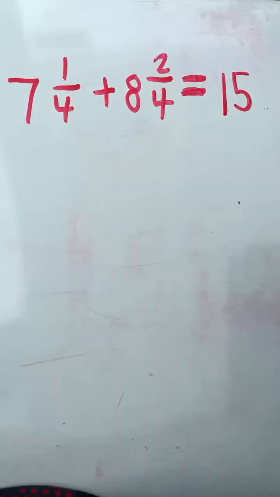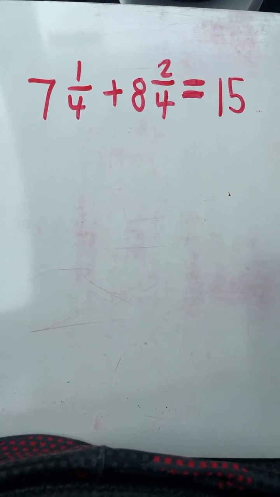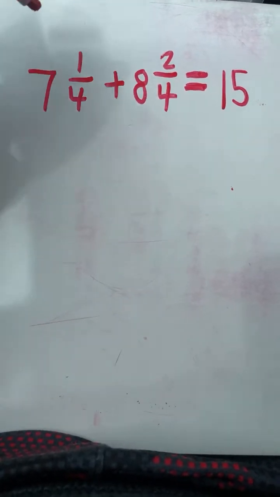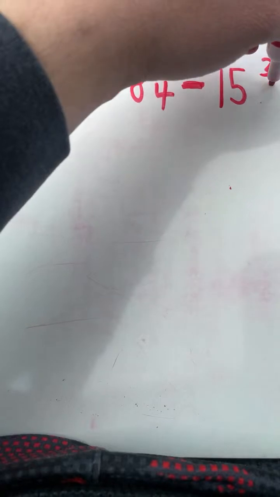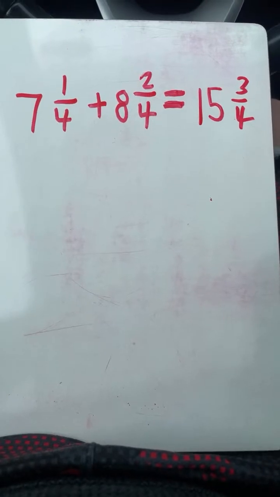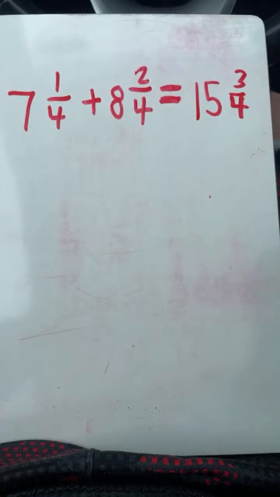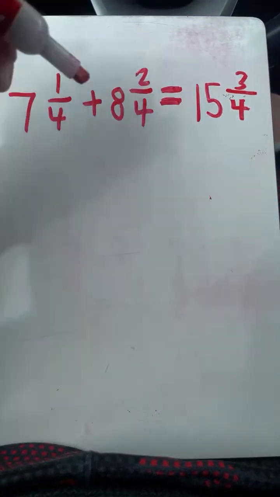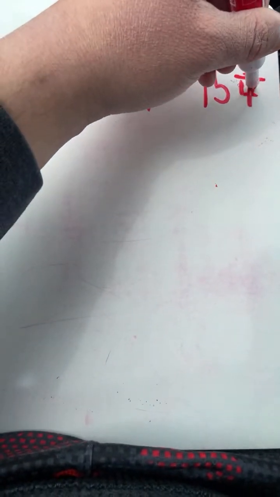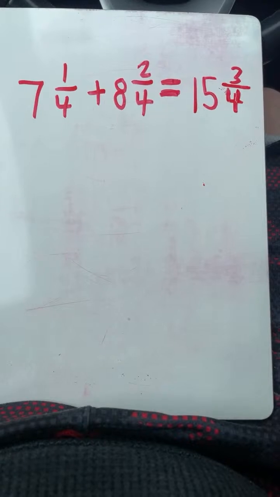Step 2, we add our fractions. Adding fractions is just like adding whole numbers. Only difference is we keep our denominator the same. 1/4 plus 2/4 equals 3/4. And we have our final answer. Let me make my 4 a little bit neater. Legibility matters. Legibility is important. So 7 1/4 plus 8 2/4 equals 15 3/4.